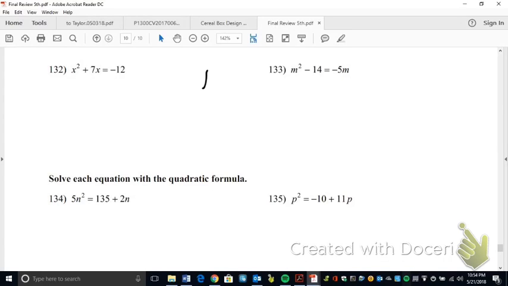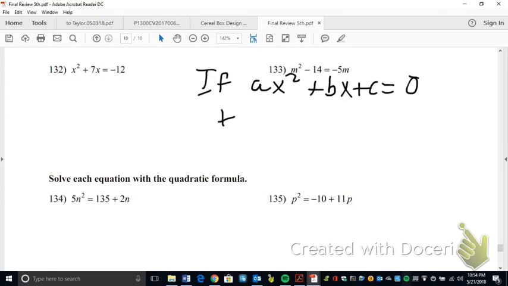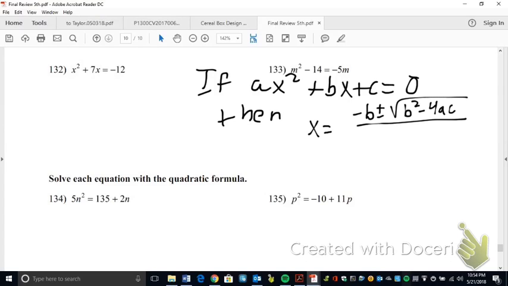So, next we're doing the quadratic formula. So, if ax squared plus bx plus c equals 0. So this is crucial, okay? If ax squared plus bx plus c equals 0, then the quadratic formula applies. X equals negative b plus or minus the square root of b squared minus 4ac, over 2a. Okay?